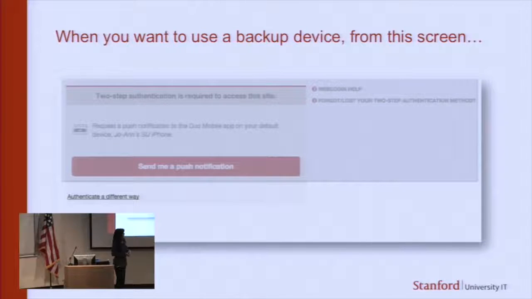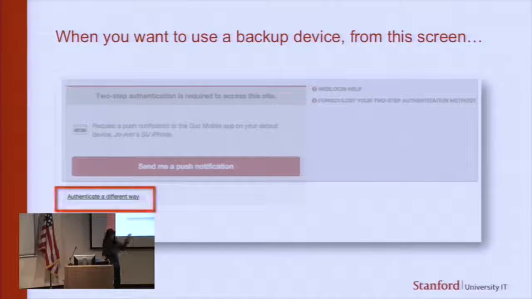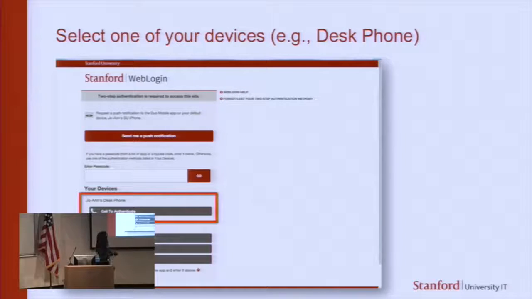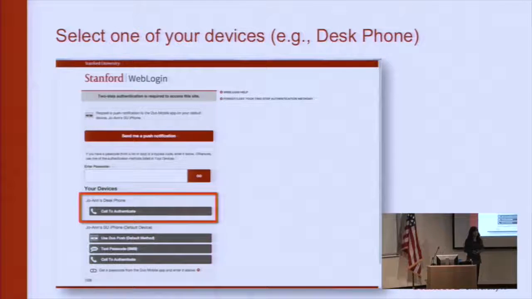So what happens is you get to this WebLogin screen and it sees your default method and it has the big red send me a push notification button because that's what you entered as your default, but you left your phone at home. So now you have to get into this web page. You can click on Authenticate in a different way. And provided you have set up a backup method, which I highly encourage you do as soon as you go back to your office, if you haven't done so already, click on that link, and then it shows you the different methods that you did set up as backups.